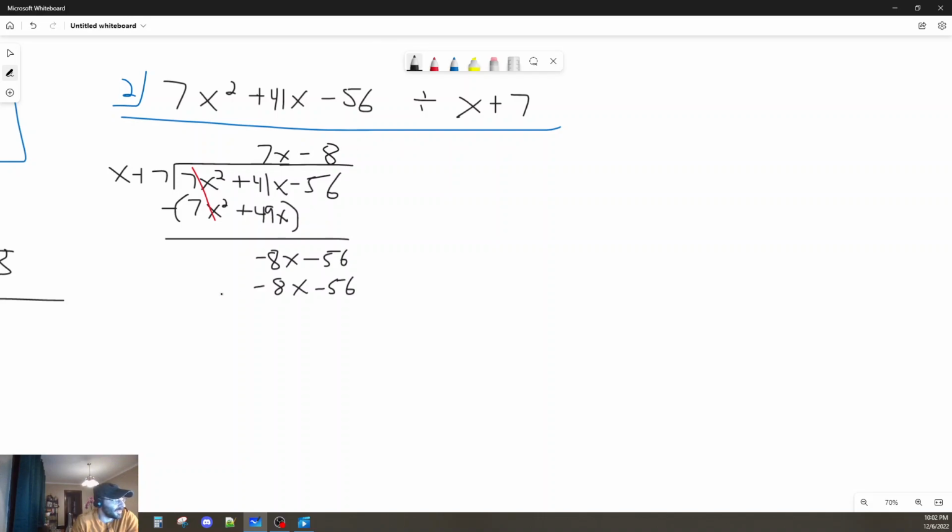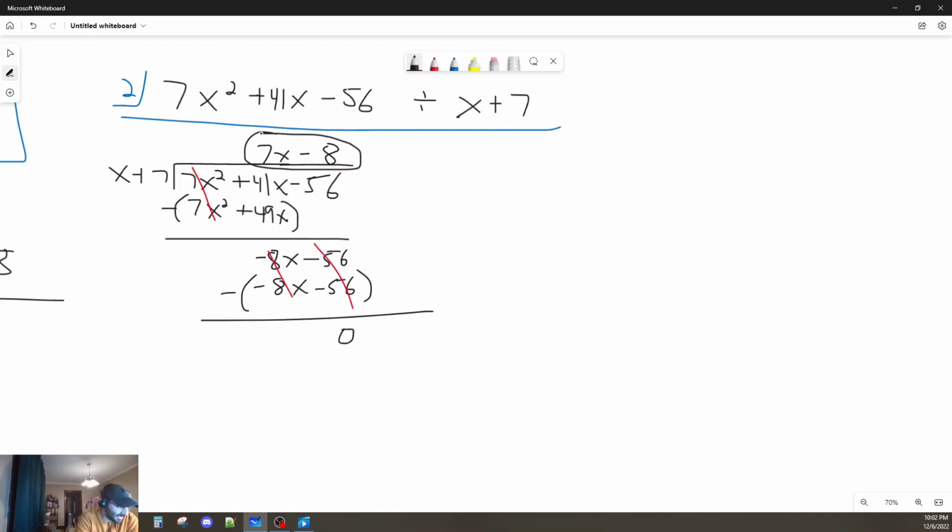And you can see that we're going to subtract this. We're subtracting the same thing from each other. It's going to be 0, right? Negative 8x minus negative 8x is 0, so that cancels out. Negative 56 minus negative 56 is also 0. So you got no remainder. Your answer should be 7x minus 8.